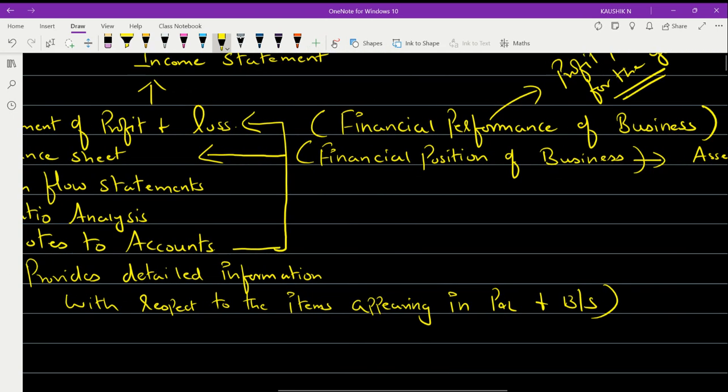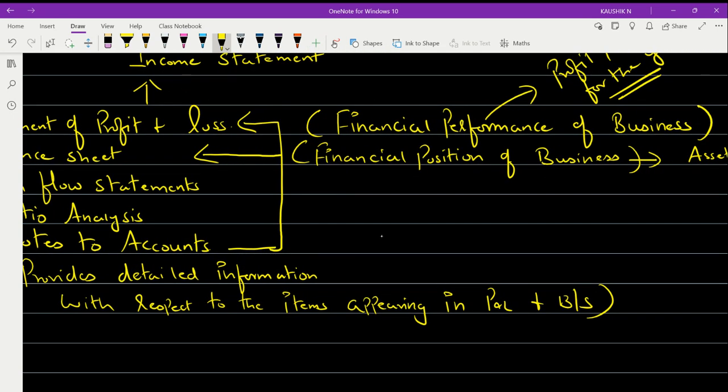The next one, cash flow statement. What is this cash flow statement? Usually, to run a business we need something called capital, which is most essential irrespective of the type of business, whether you do it as a sole proprietorship, a partnership, or a joint stock company, or whether you do it as a small scale, medium scale, or large scale business.